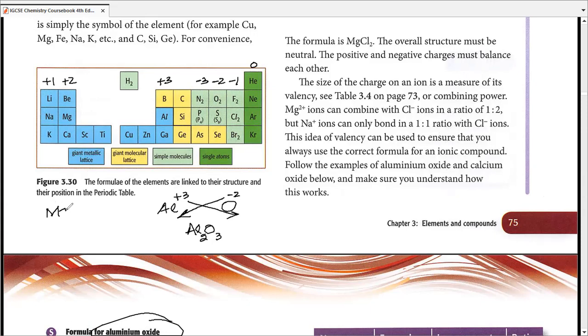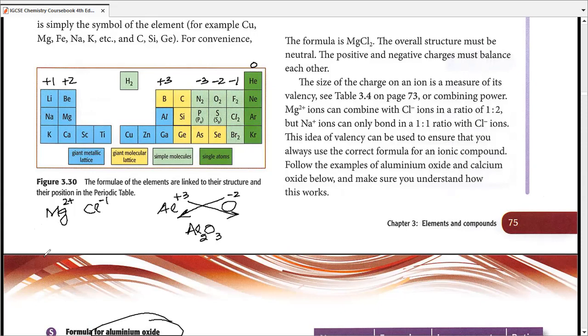So we have magnesium and chlorine this time, a different set of elements. So what is the valency or the charge on magnesium? +2. Which means magnesium is going to lose how many electrons? 2. Great. And what about chlorine? It has a -1 charge, so we write one. Right. So how many electrons is it gaining? -2. No, 1. Sorry. 1.